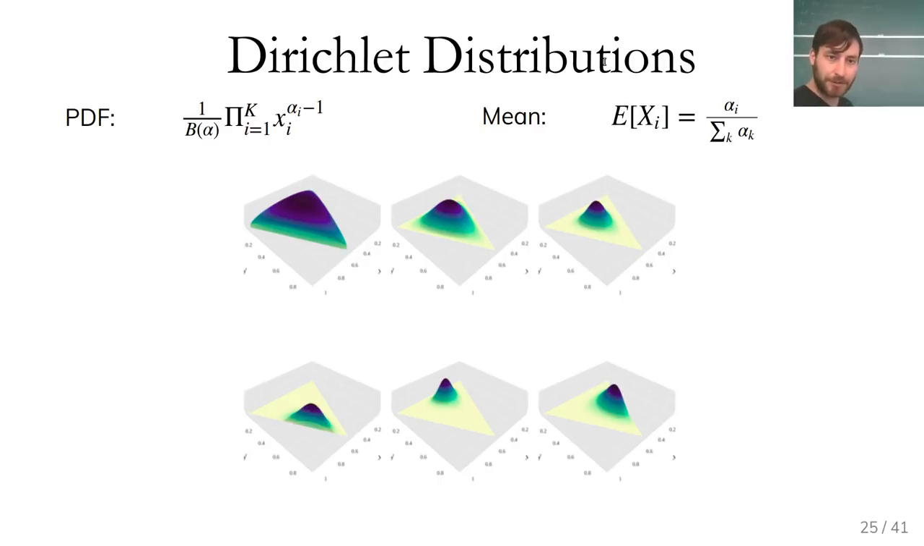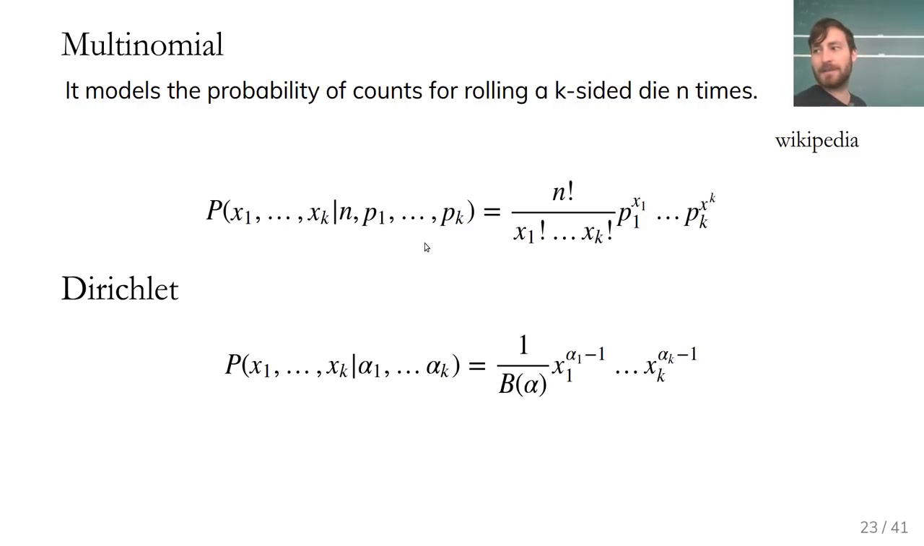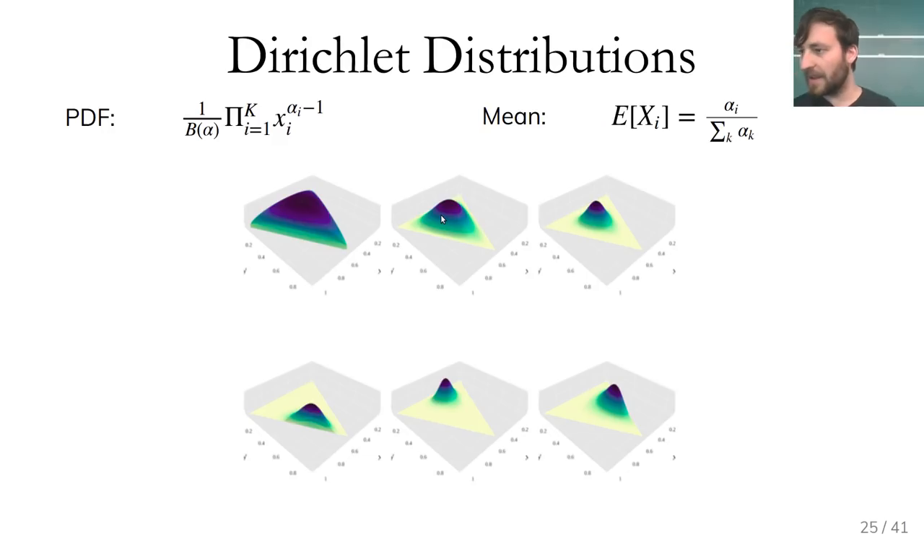So the Dirichlet distribution is a distribution over probability distributions. So it's a distribution over the probabilities I expect to be assigned to the sides k of my die. And so this is a distribution over the simplex, meaning over all the vectors of length k that sum to 1.